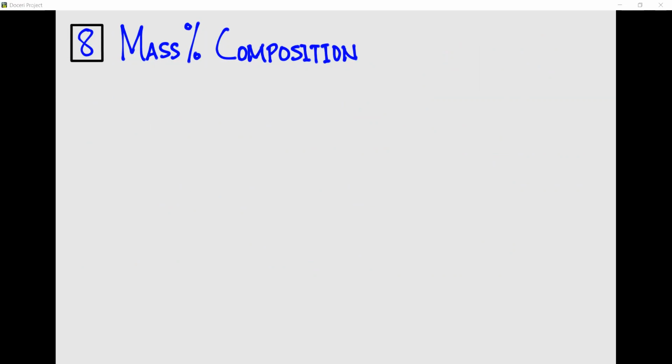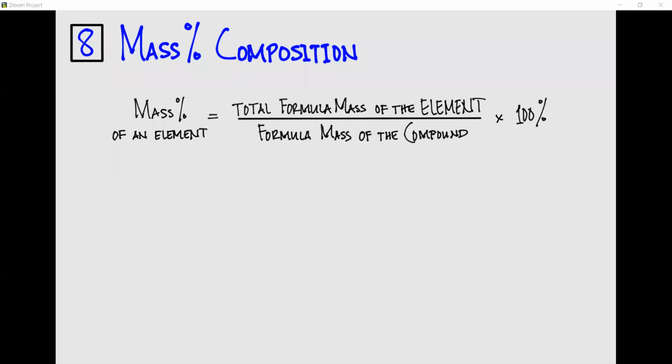All right, the next concept here is mass percent composition. You should be able to calculate the elemental mass percent in a given chemical formula. So mass percent of an element can be calculated using this equation shown here. So all you have to do is calculate the total formula mass of the element in that chemical formula divided by the total formula mass of the compound multiplied by 100%. Here's an example.